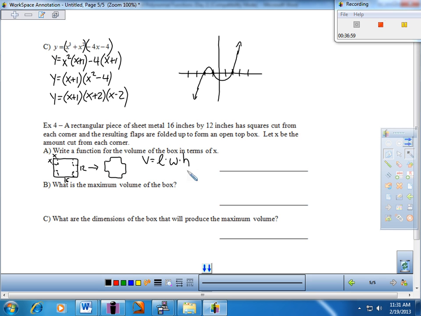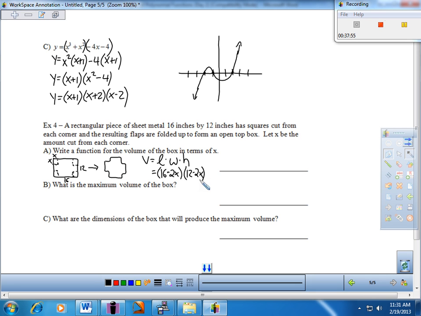So the length of the box, if you can visualize it, would probably just be from here to here, because these flaps have folded up. And we started at 16, and I took out x from this corner, x from that corner, and so as a result, I had 16, and I took away 2 x's. The width of the box is from here to here. Same deal, I started with 12, but then I took out x from here and x from there, and so that would be 12 minus 2x.